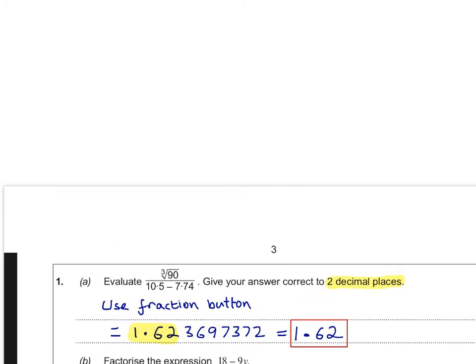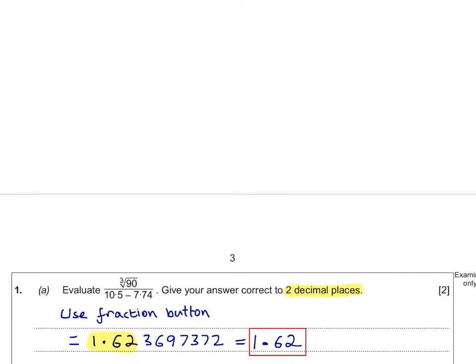So the first question asks you to evaluate. If you remember what we said the other day, evaluate just means work out. Okay? So we're evaluating this equation on a calculator. To do this, it's got a fraction in it.